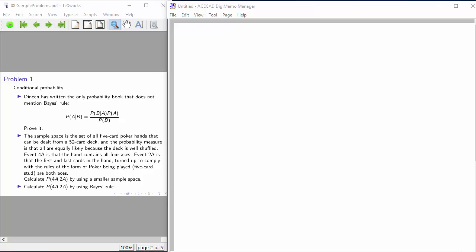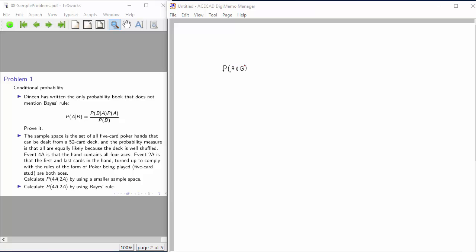These are the sample problems for Math 117, Class 8. I'm going to put the proof, which is the fourth problem, into a separate audio file. So my first task is to prove Bayes' rule, because Deneen doesn't take the time to do it. And here's how.